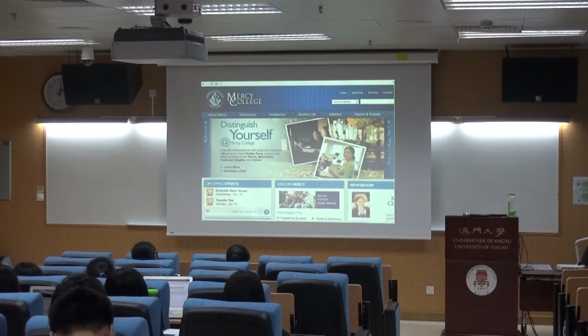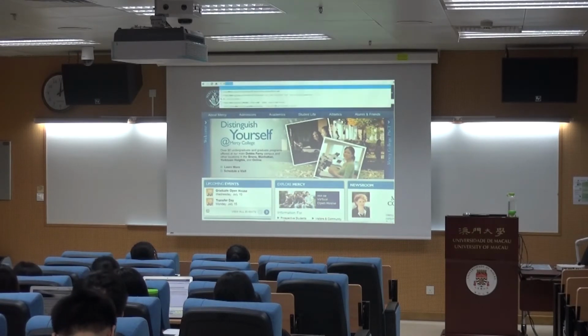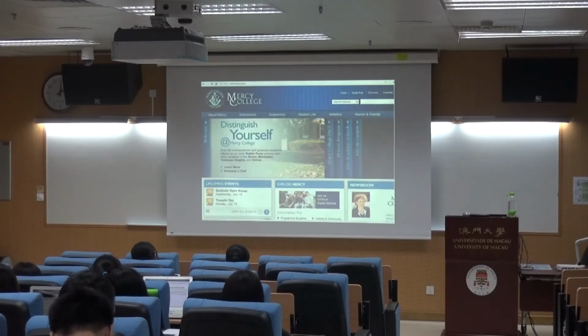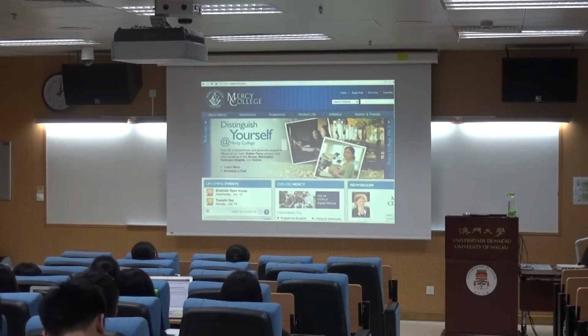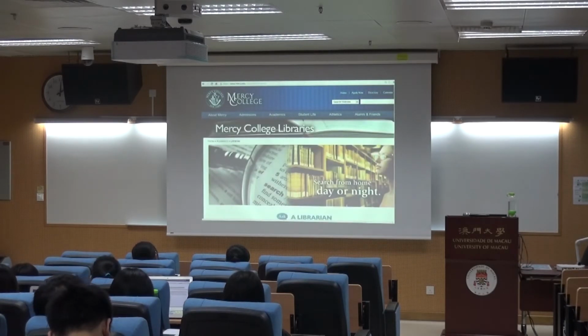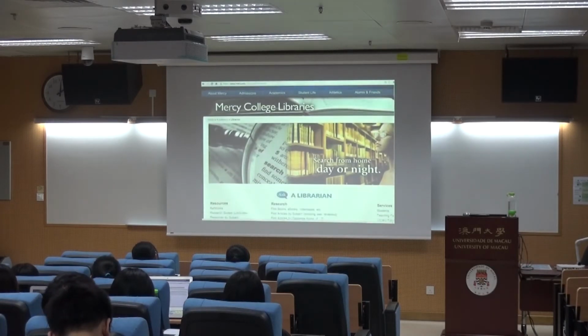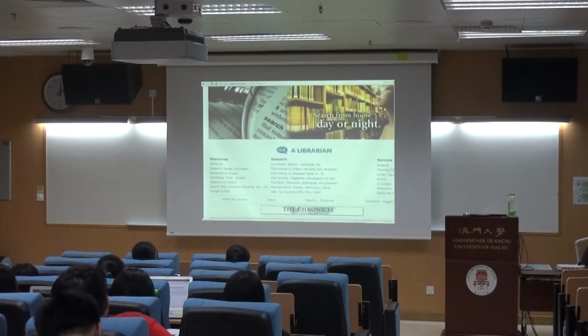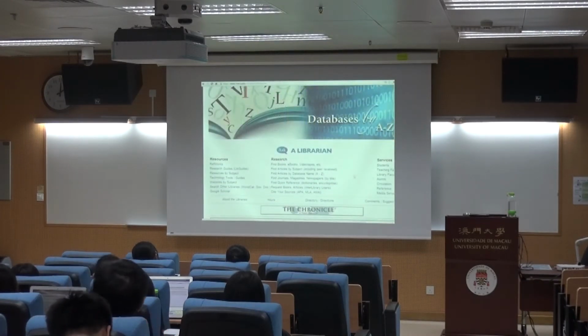So let's take a look at Credo Reference, a good reference database accessible from the library website, which you can reach from the Mercy College homepage, mercy.edu, then mouse over Academics, scroll down to Libraries, and that will take you to the library homepage. Then scroll down to the research column there in the center. Select Find Articles by Subject.